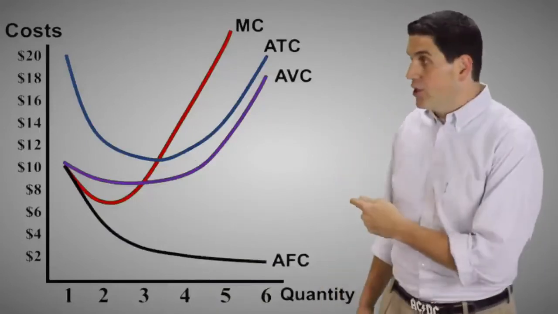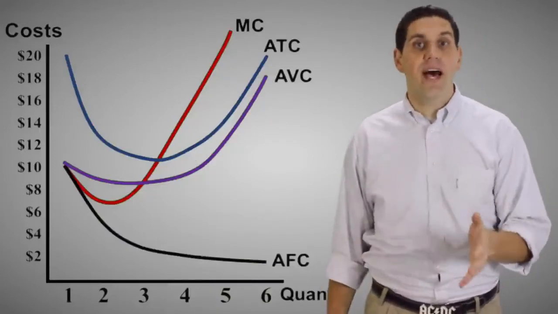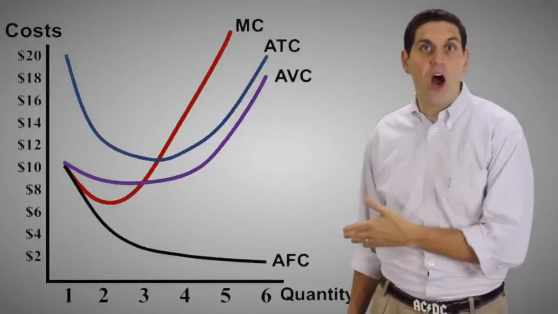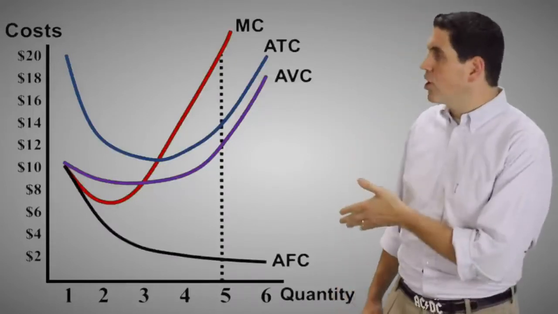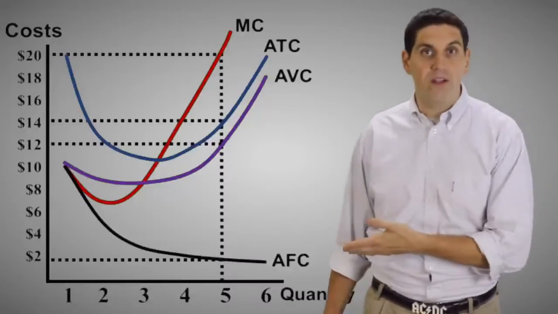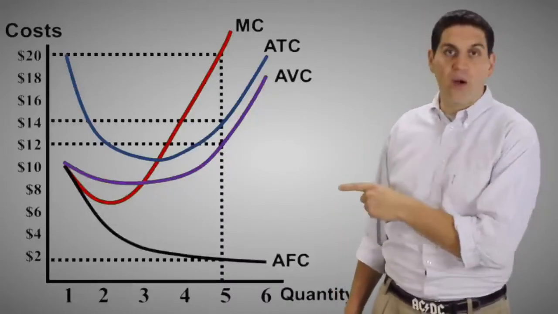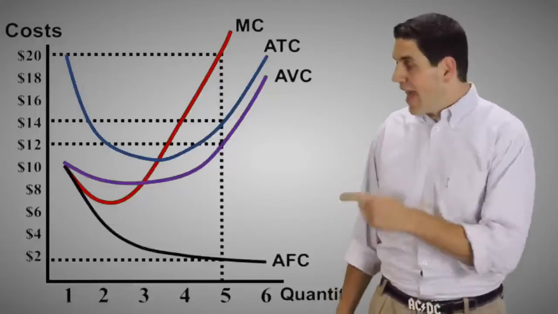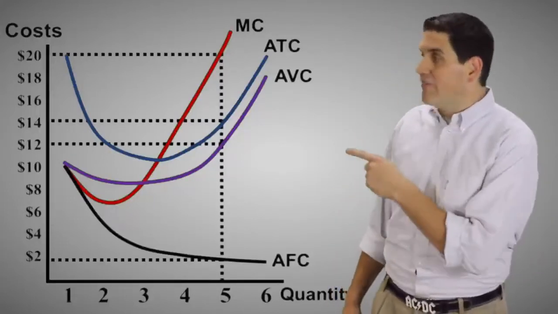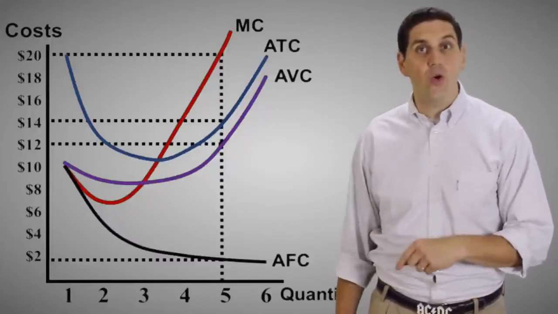Now let's talk about how you're going to actually use this graph. You might get a question on a test that says, how much does the 5th unit cost? To figure that out, just go straight up from 5 units. The graph tells you the marginal cost of producing 5 units is $20. The average total cost of 5 units is 14. The average variable is 12, and the average fixed is 2. Again, remember, the average fixed of 2 plus the average variable of 12 equals the average total of 14.